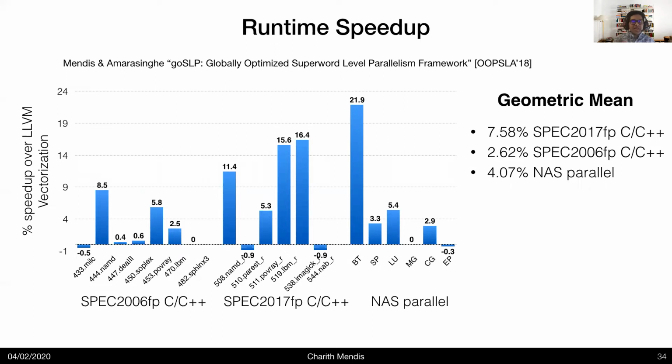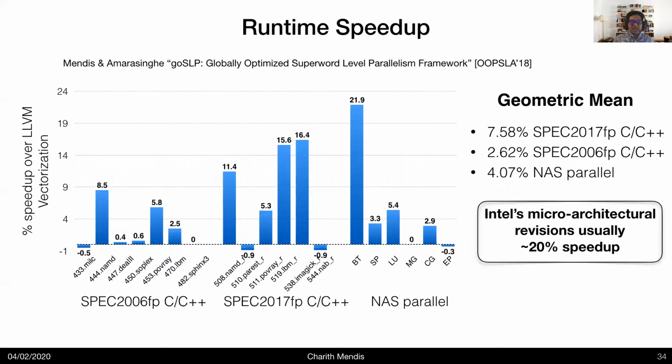If you are not familiar with SPEC benchmarks, to put these results into perspective, Intel's major microarchitecture revisions achieve around 20% on the same benchmark. So you can think of our improvement as 40% of what Intel would achieve with a $1 billion investment. And moreover, our ILP solution automatically corrects the code patterns which were incorrectly vectorized or not vectorized that I mentioned at the beginning of my talk.